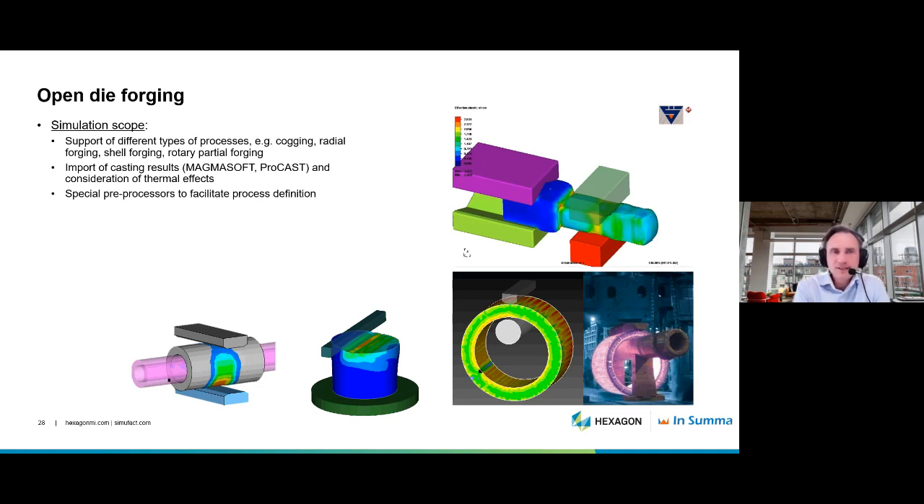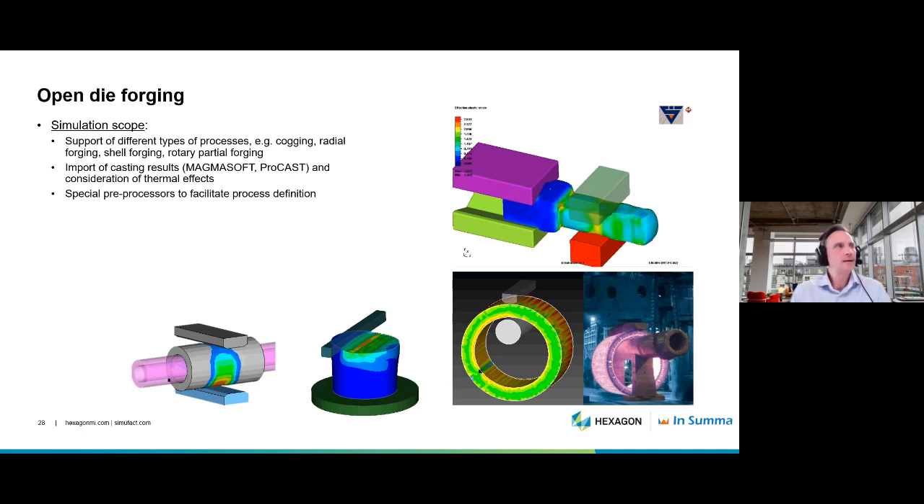Once again, for open die forging, what you can think about is you can set up all sorts of processes, including rotary forging, radial forging, shell forging, etc. So you can actually define relatively complex kinematics of the tools, and you can specify all sorts of process conditions which correspond to those specific processes.